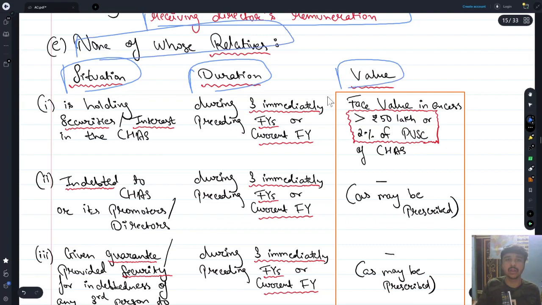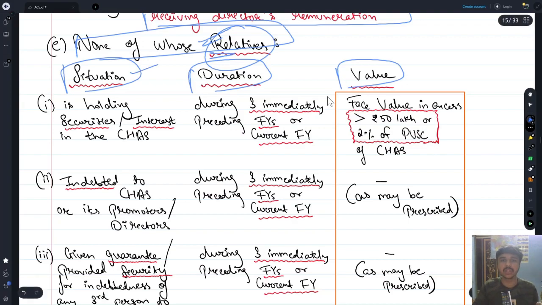None of whose relatives. Now I am not talking about myself, I am talking about the people who are going to call me before my result and ask me what the result is, and if I pass they are going to go shying away, and if I fail they are going to tell me, oh, your preparation was not that good. So about whom am I talking? The relatives, right? So none of whose relatives. I am not talking about the director himself right now, I am talking about the relatives.